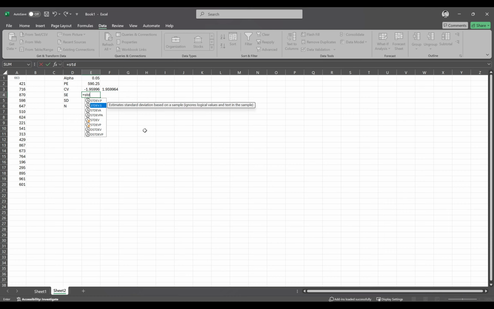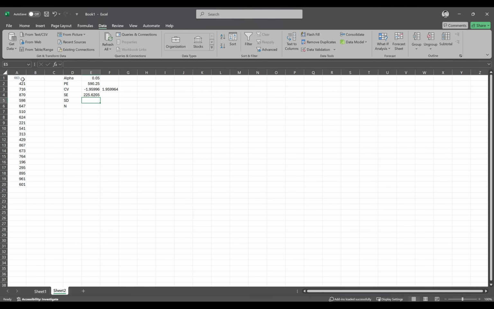Standard error, stdev.s for the sample. Again, Control Shift down. Oh, excuse me, that's not what I wanted. I wanted standard deviation. Now, I will say when I want to move this down, if I click and drag this down, it actually gives me a different number because it changes the cells that it's referencing. So I don't want to do that.